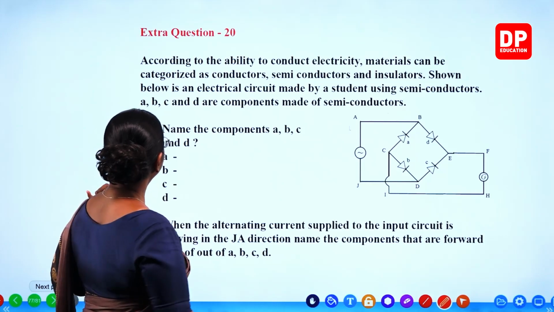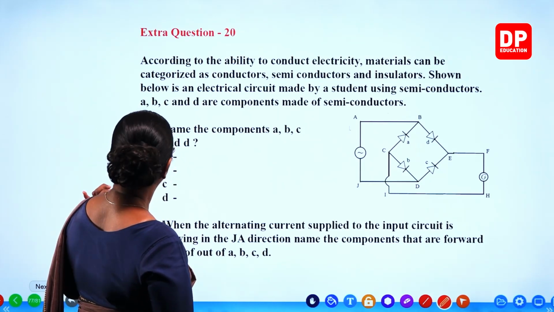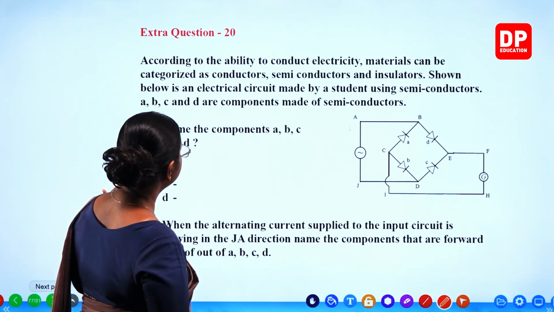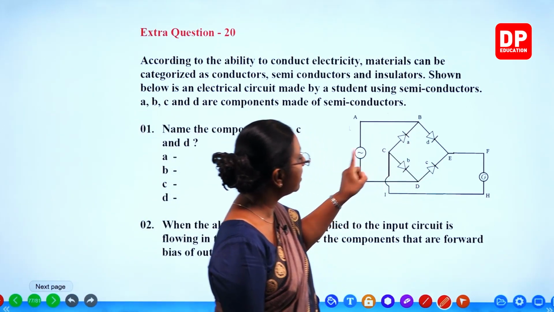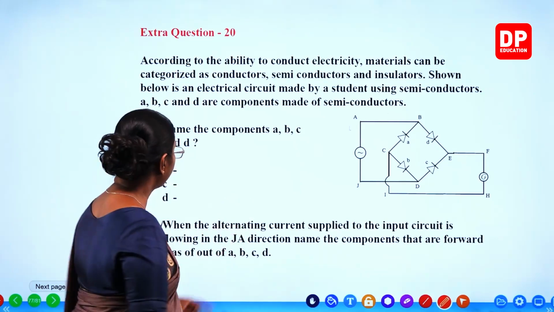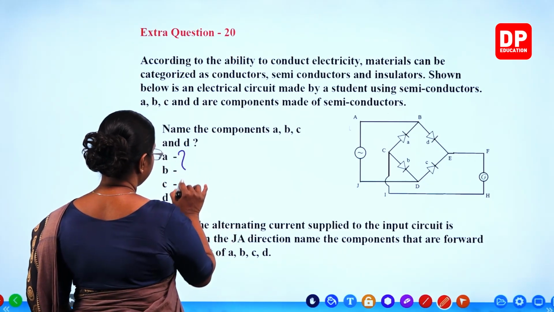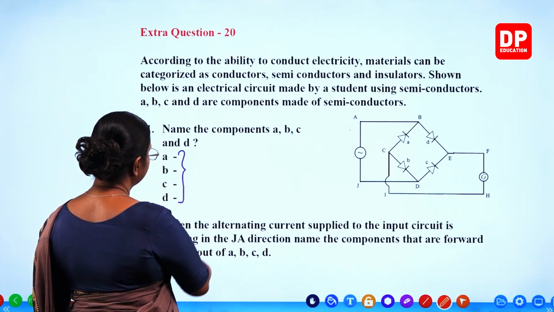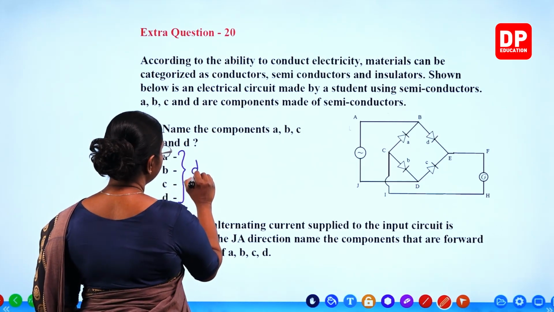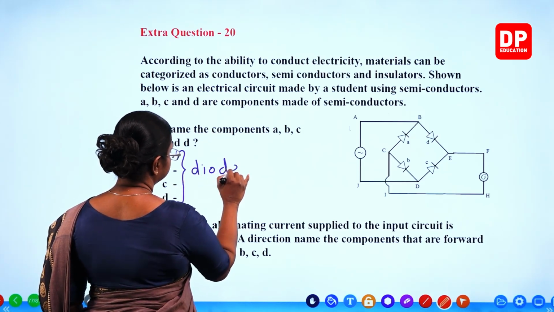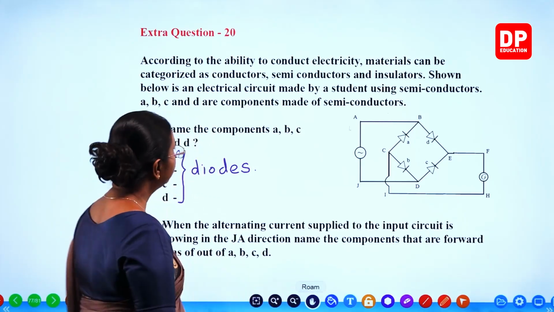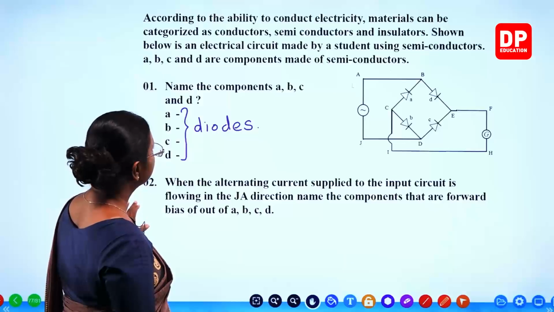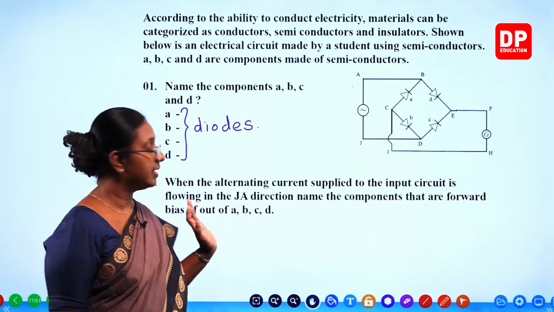Then, name the components A, B, C and D. Now here all the components are diodes. So all of them are the same. Therefore, I will put a bracket like that, A, B, C, D. They are all diodes. Then you don't have to write the name again and again.